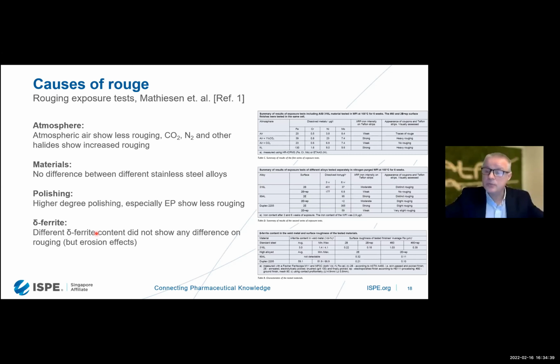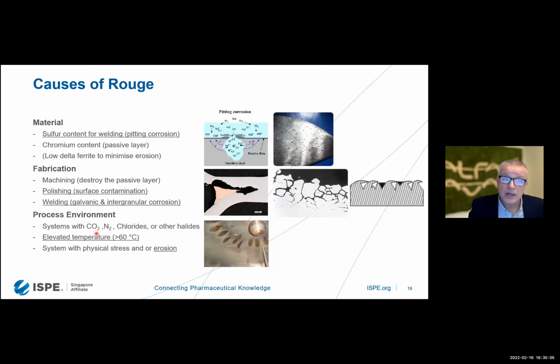And then you will get rouging, or ferrite particles in your system that join the water molecules and create these ferrite oxide rouging particles. So delta ferrite could be a concern to look at if you know you have some product or equipment where you have a lot of erosion. Then it could be an idea to specify a lower delta ferrite content than normal. So to summarize a little bit, what causes rouge? Well, it is the material.